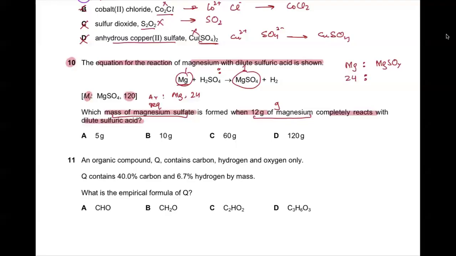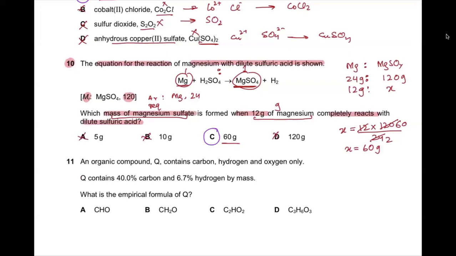And how much magnesium sulfate is used? Again, 1 mole of magnesium sulfate is used. So the mass of 1 mole of magnesium sulfate is its MR, which is 120. So we got to know that 24 grams of magnesium is producing 120 grams of magnesium sulfate. So if I'm using 12 grams of magnesium, then X gram of magnesium sulfate would be produced. And if you calculate the value of X, it is going to be 12 into 120 over 24. So is it 60 grams? So 60 is C. So A, B, and D go wrong. And C is our correct answer.